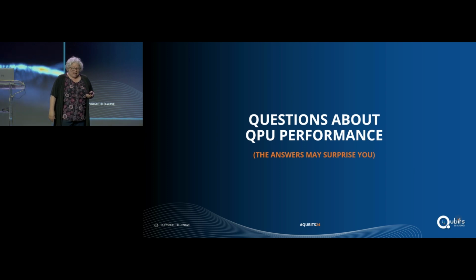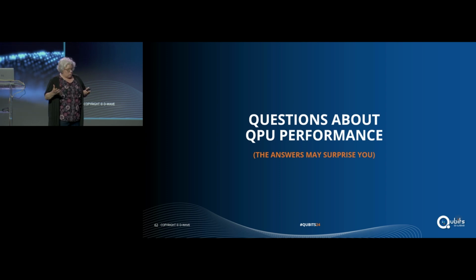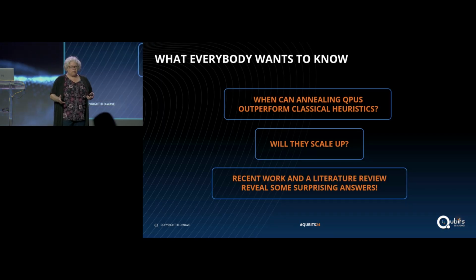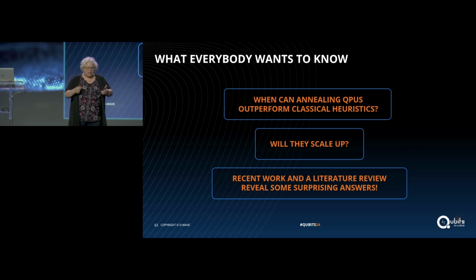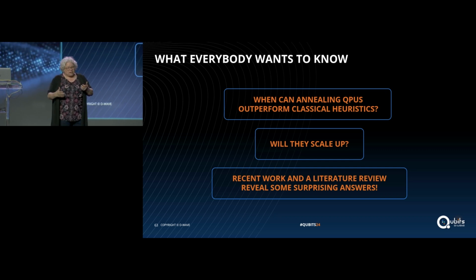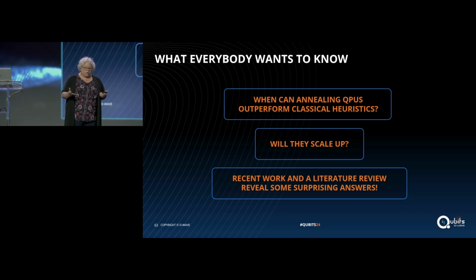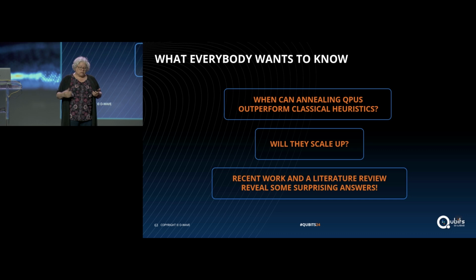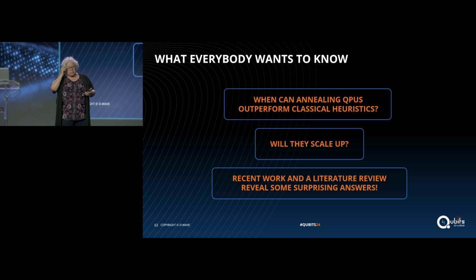Because of my role at D-Wave, the thing that everybody wants to know is, what about performance? What can you tell me about performance? They stop me on the street. How does it perform? And the two main questions are, under what circumstances does an annealing QPU outperform classical heuristics, classical alternatives, and are they going to be able to scale up?